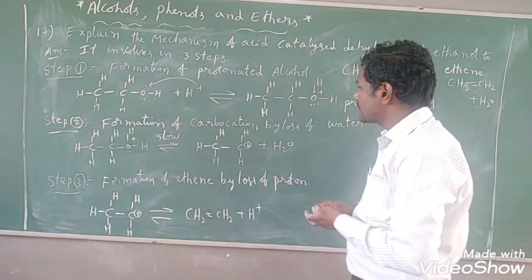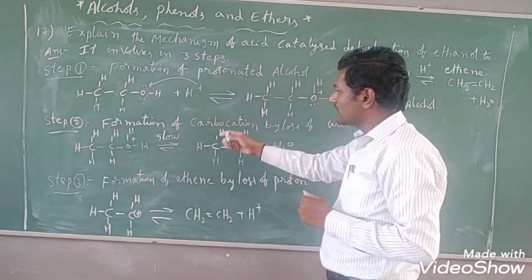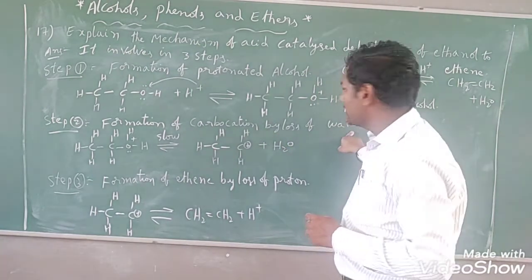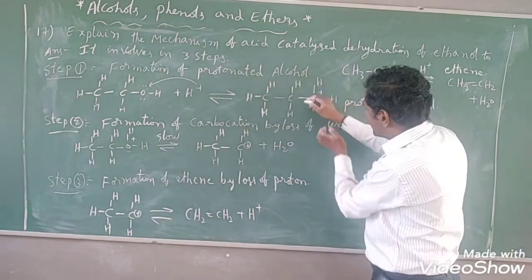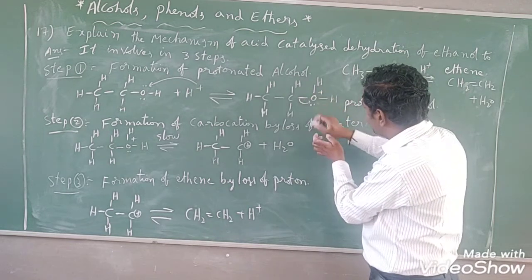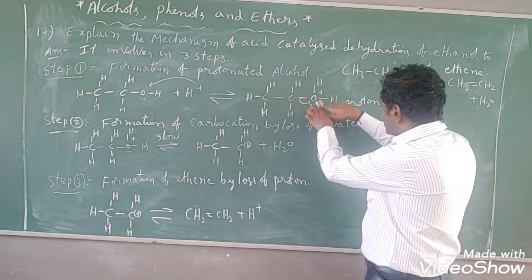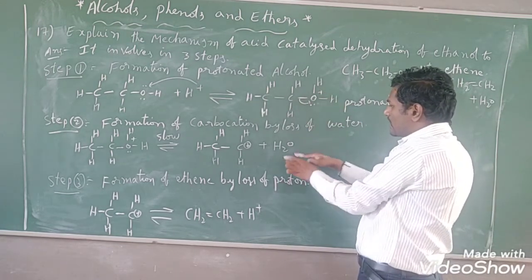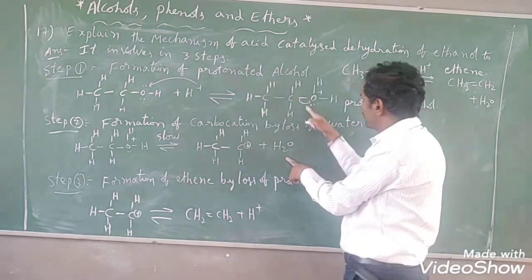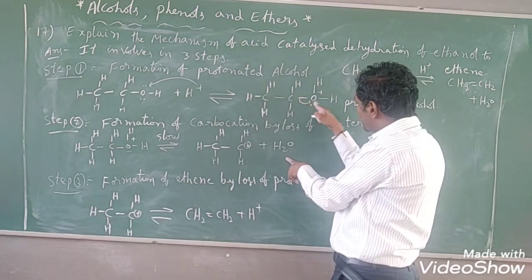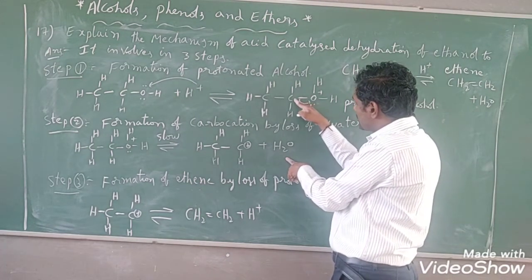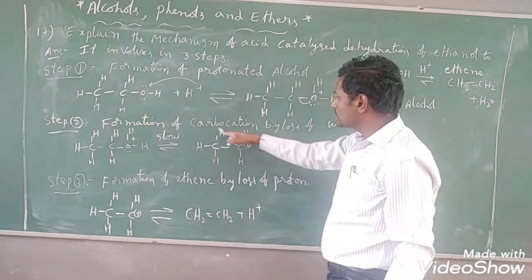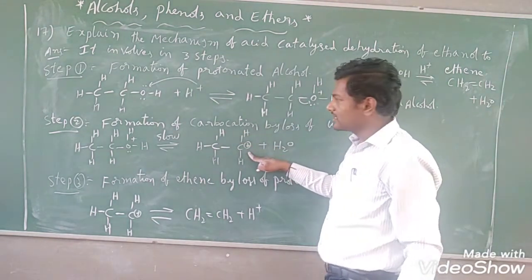So because of that reason, in the second step, there is formation of carbocation by loss of water molecule. That means this oxygen attracts the shared pair of electrons, the sigma electrons are attracted by oxygen, and oxygen loses positive charge and it is released in the form of a water molecule. Here the bond is broken, those electrons are attracted by oxygen, so automatically what happens here? Carbon gets positive charge. So it leads to the formation of carbocation in the second step.